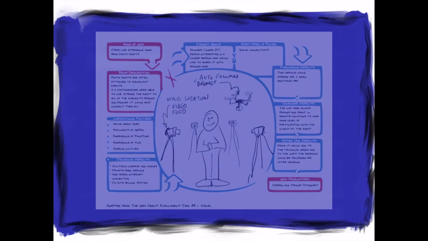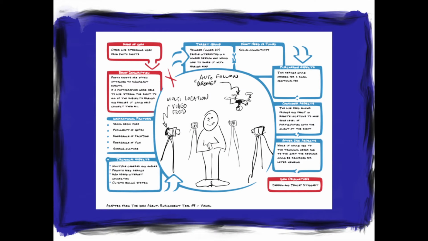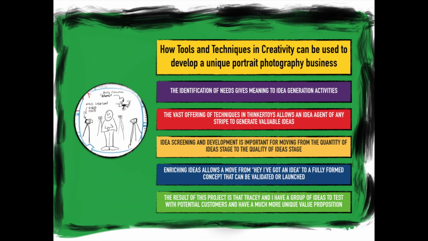I used enrichment tool number 4 from the Idea Agent, which is called measurable. The tool required a level of specificity not previously required in the process, but without those details, the final result of the process, which can be seen in the middle of the screen, might not have appeared. Using stationary cameras around the subject and an auto-following quadcopter, or as they're commonly referred to, drone, to follow the subject through the shoot and live stream the entire session is a novel offering for a portrait photography business, and one that I believe strongly can be used to generate new customers.